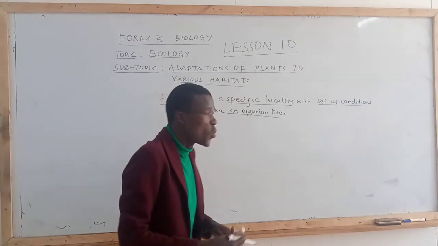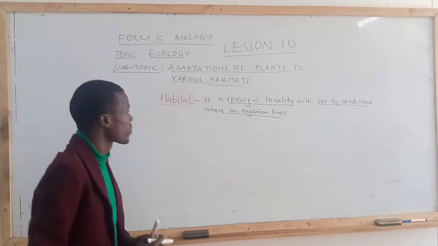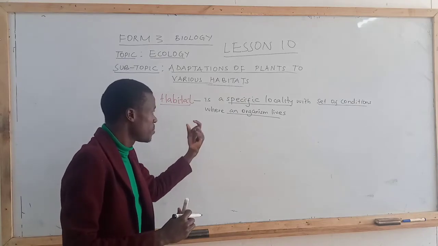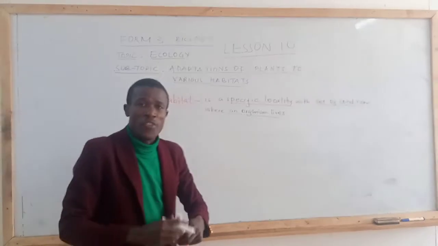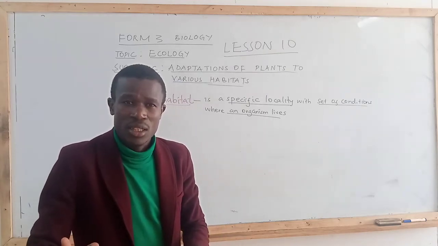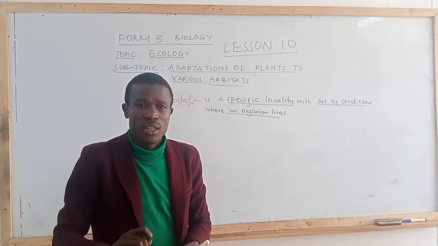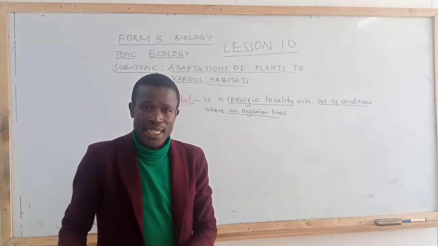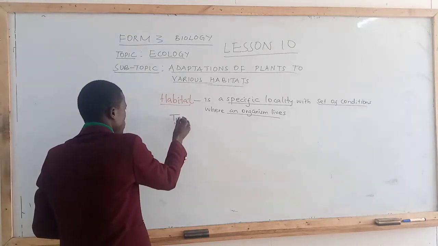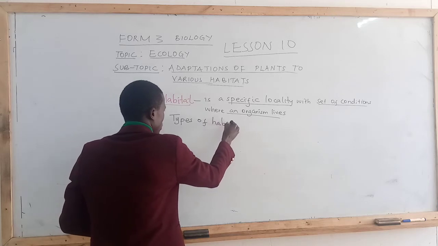So students, we have known that habitat is a specific locality, a place with a set of conditions where an organism lives. It is now prudent that we understand various types of habitats, mentioning at least one of the conditions that enables organism to survive. Types of habitats.